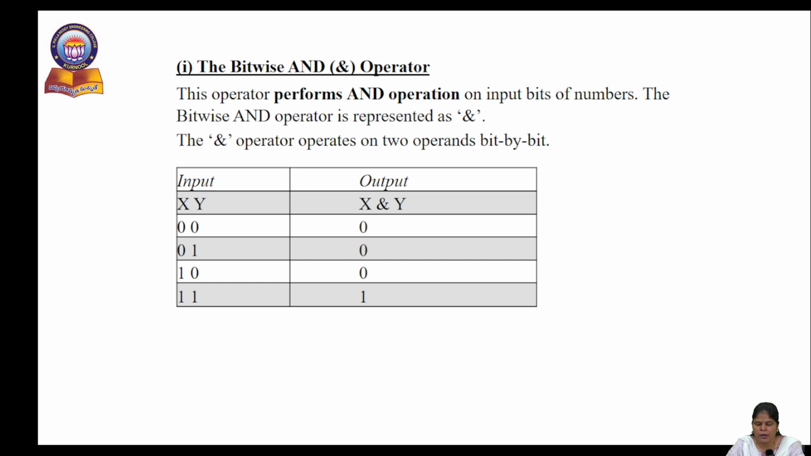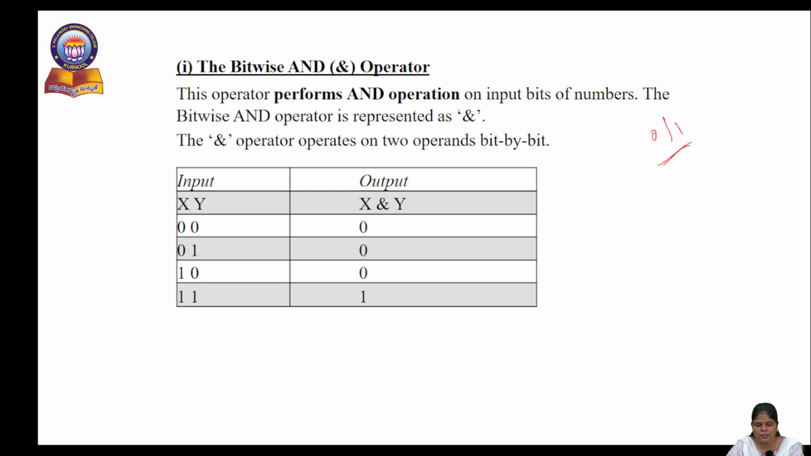So when you have two bits, let us consider the values x and y. A bit is nothing but 0 or 1. So a bit is considered as either 0 or 1. I am considering two bits x and y having values varying between 0 and 1.